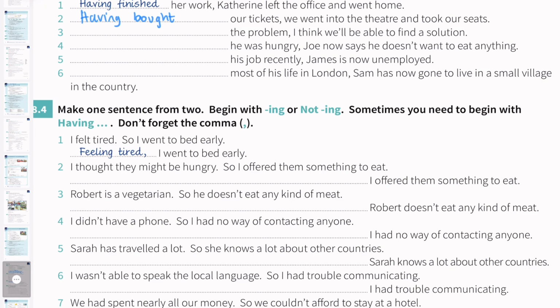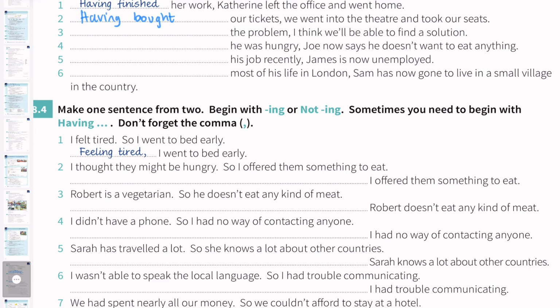Now let's have a look at question 3. Something about problem, I think we will be able to find a solution. So I think we have to discuss the problem first, and then we will be able to find a solution for that problem, right? We have to use having discussed the problem. It's flexible if you can think of any other verb that fits with the noun problem, that is okay.